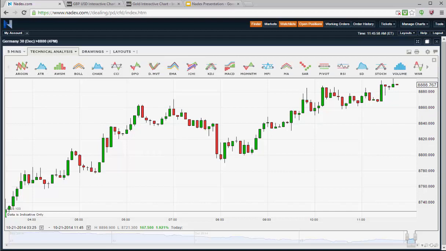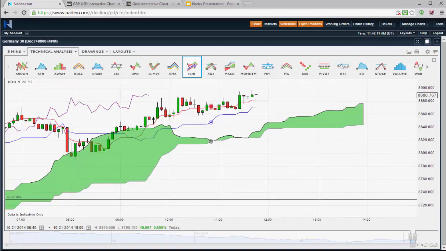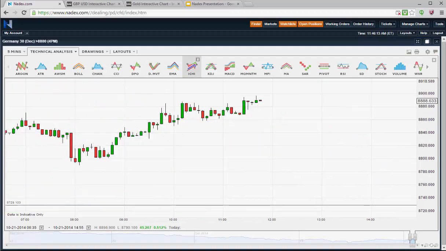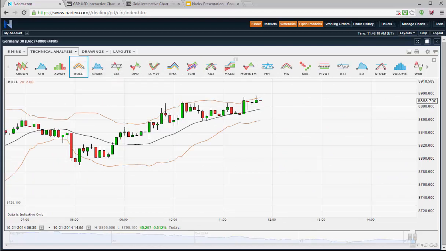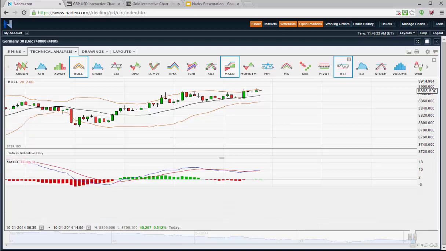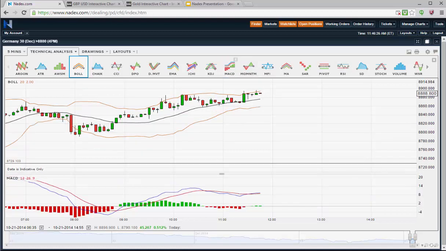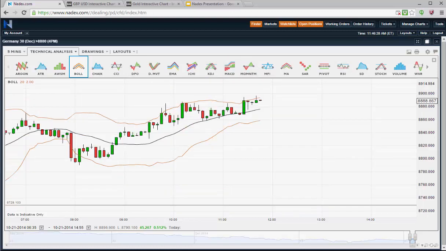On top of that, you can put any kind of indicators you want. You can look at this through the Ichimoku cloud if you want to, and sort of divine where you think the market's going to go. You can use Bollinger Bands, MACD, RSI, and a lot of common indicators to help you make decisions.